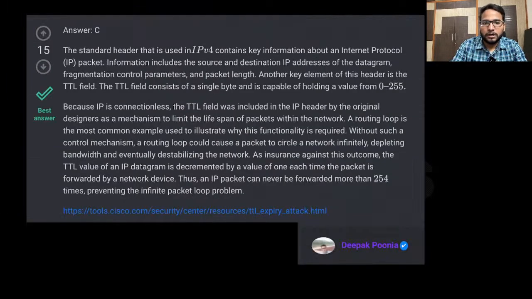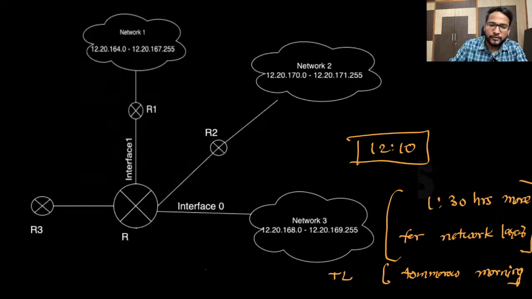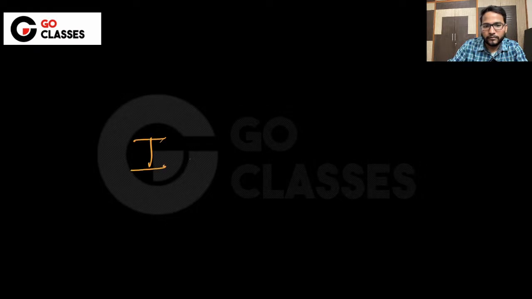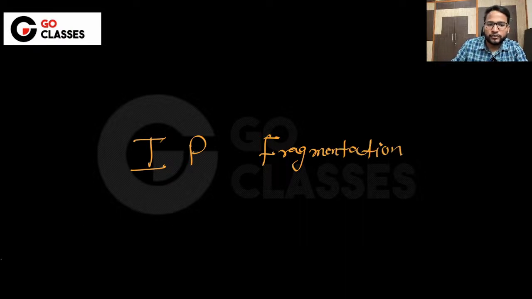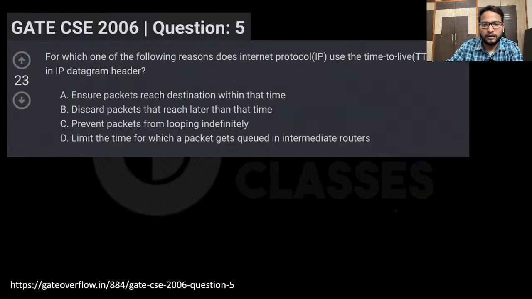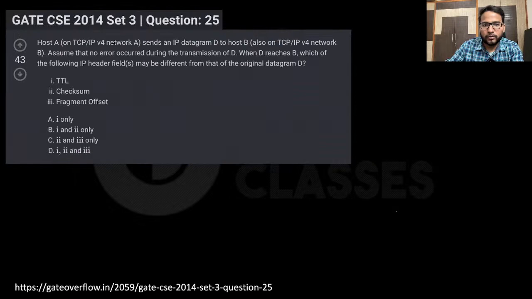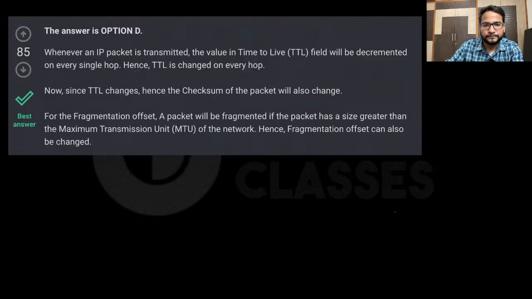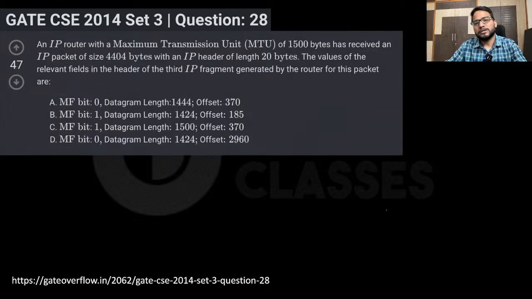Let's now start a new topic, which is IP fragmentation. We will be directly solving the questions of IP fragmentation, because I assume that this is a very popular topic and most of you might already know how to do IP fragmentation, right? Okay, let me directly go to the fragmentation question. So let's solve this question.